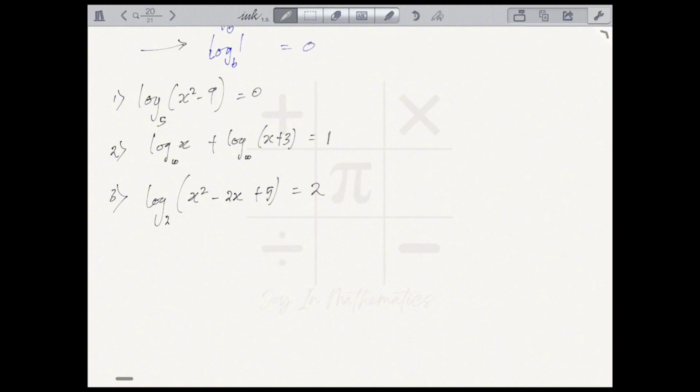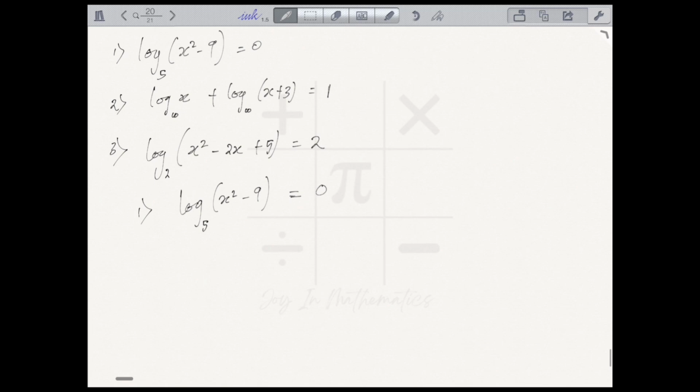Now let's begin with number 1. You can pause the video right away and give it a try. Log of x squared minus 9 to base 5 is equal to 0. Now the main principle we'll be applying here is how to convert this from the logarithm form back to the index form so that we can eliminate the log and then simplify further. So x raised to the power n is equal to y, and in the same vein, log y to base x is equal to n.